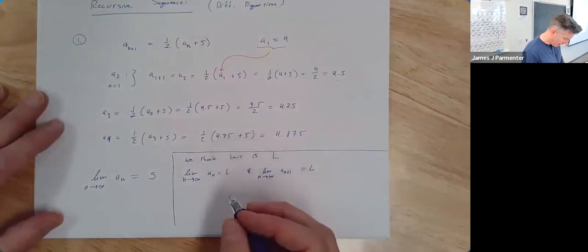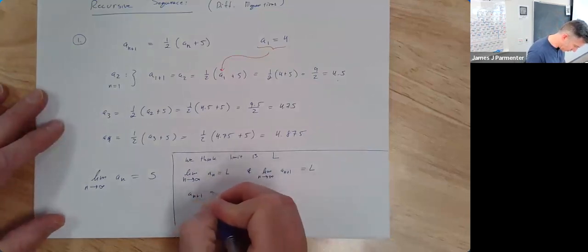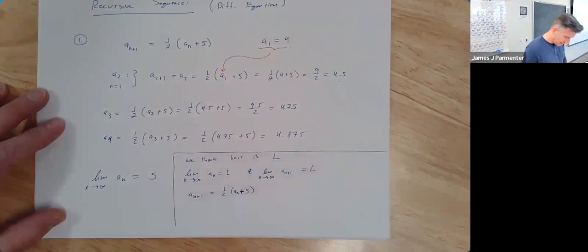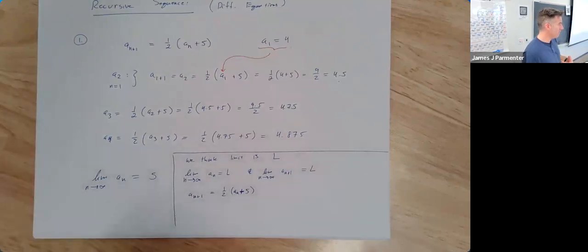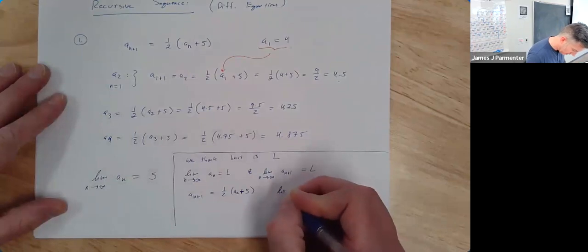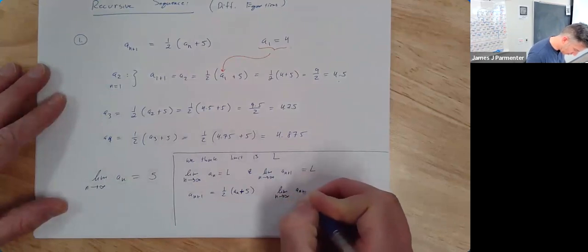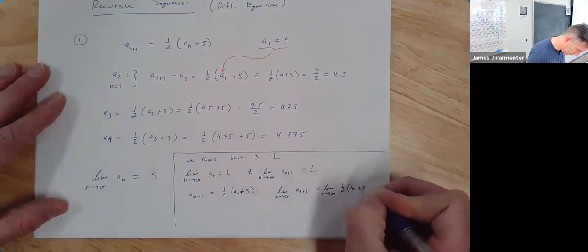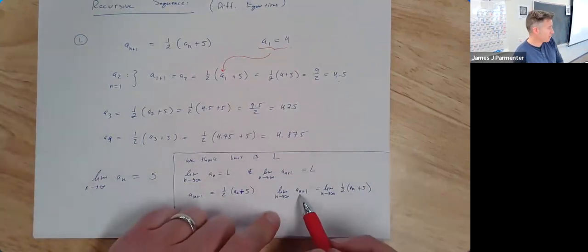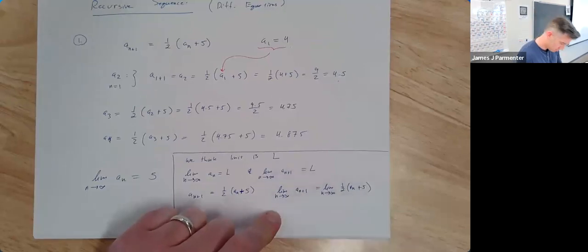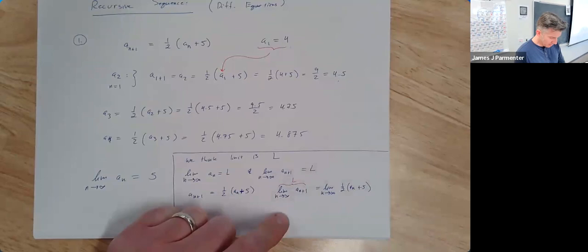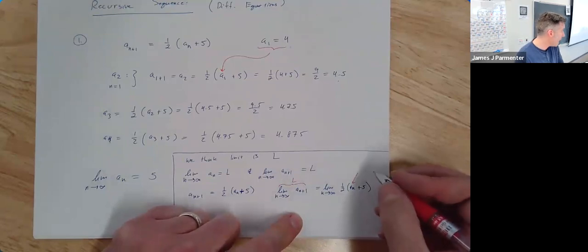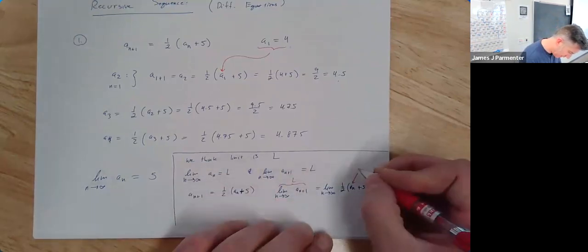I have a sub n plus 1 equal to 1/2 times a sub n plus 5. I'm going to take the limit of both sides. The limit as n goes to infinity of a sub n plus 1 equals the limit as n goes to infinity of 1/2 times a sub n plus 5. Now the limit as n goes to infinity of a sub n plus 1 is L. And in the limit of 1/2 times a sub n plus 5, the a sub n part is also going towards L. We just said the limit of a sub n is L.